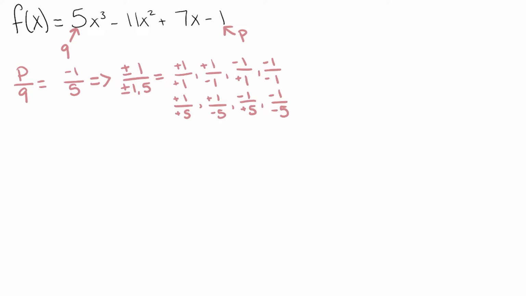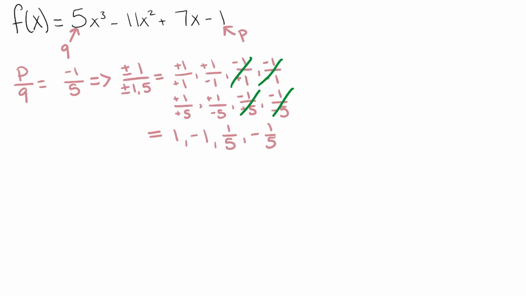Simplifying this gives us 1, negative 1. We already have negative 1, and we already have positive 1. Negative 1 over positive 1 is negative 1. Negative 1 over negative 1 is positive 1. So continuing on, we have 1 over 5, negative 1 over 5, and then these two are also already represented.